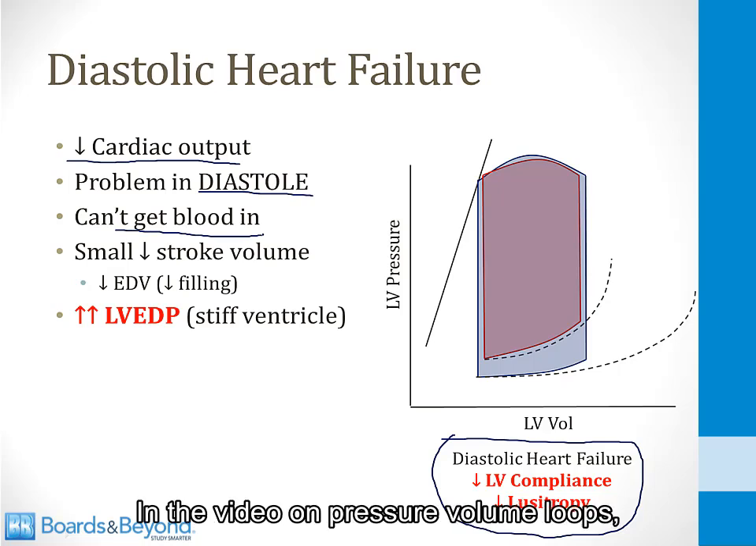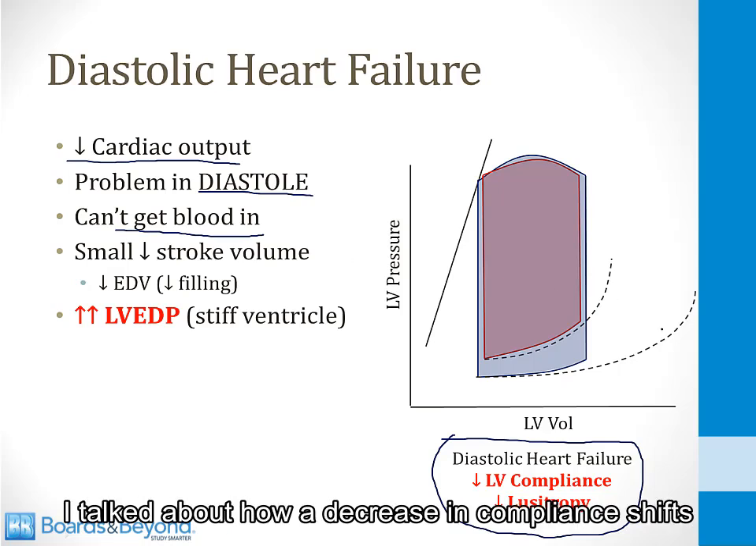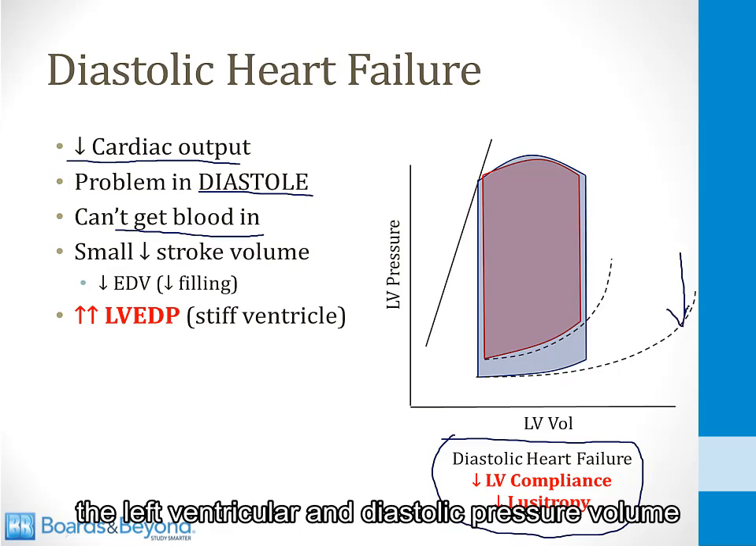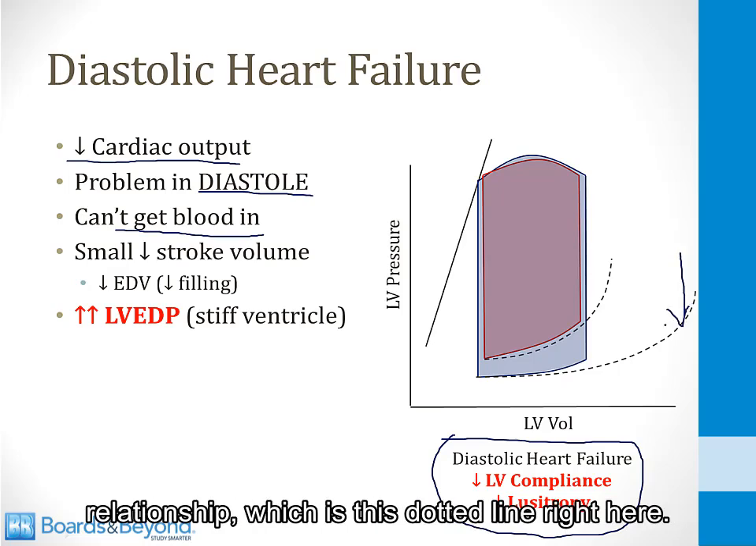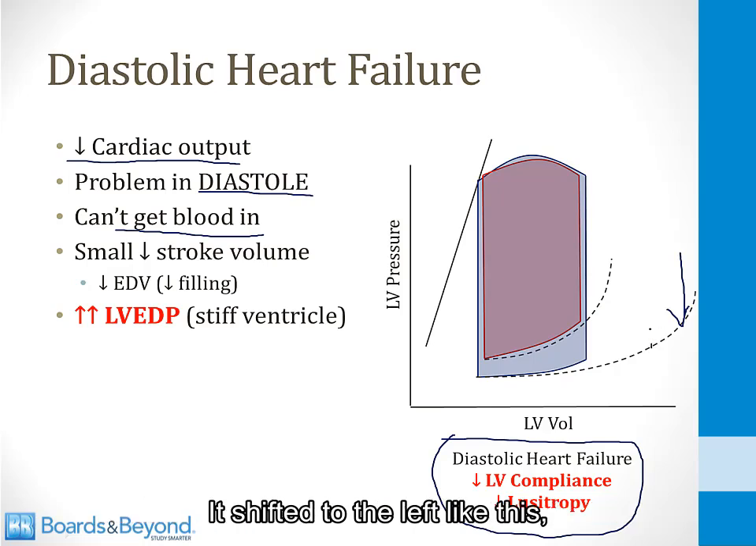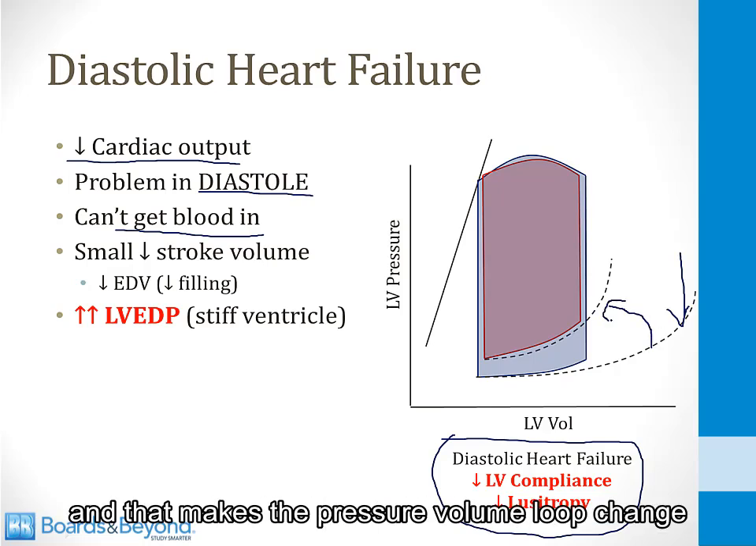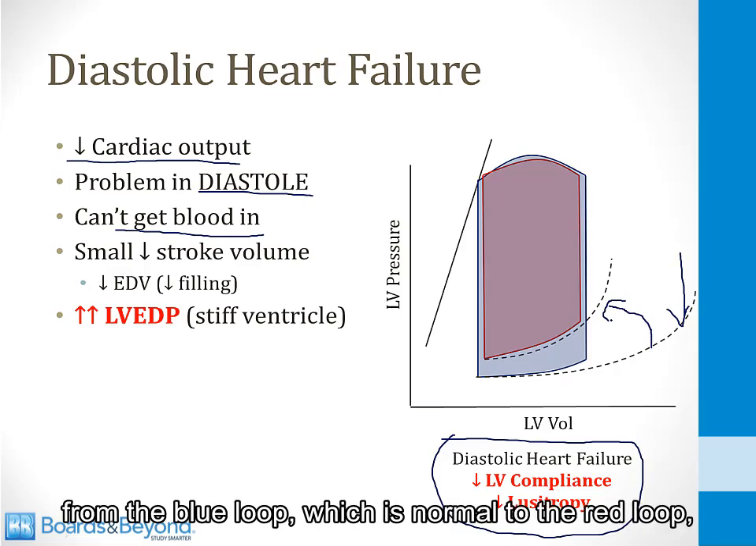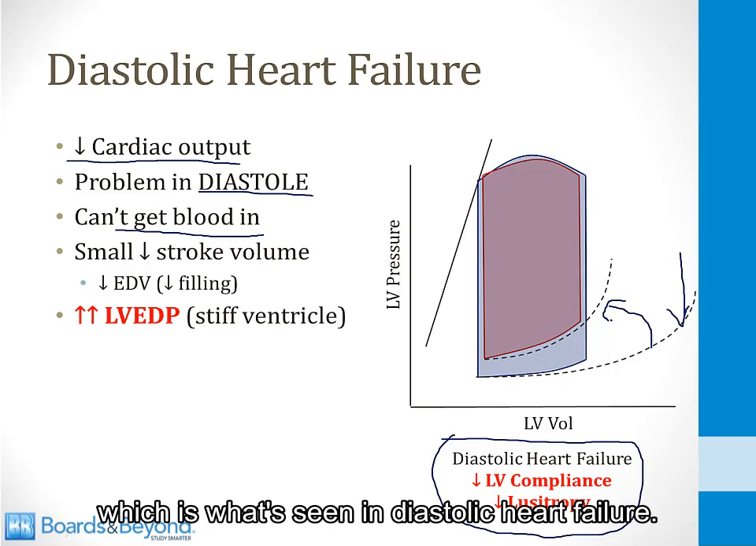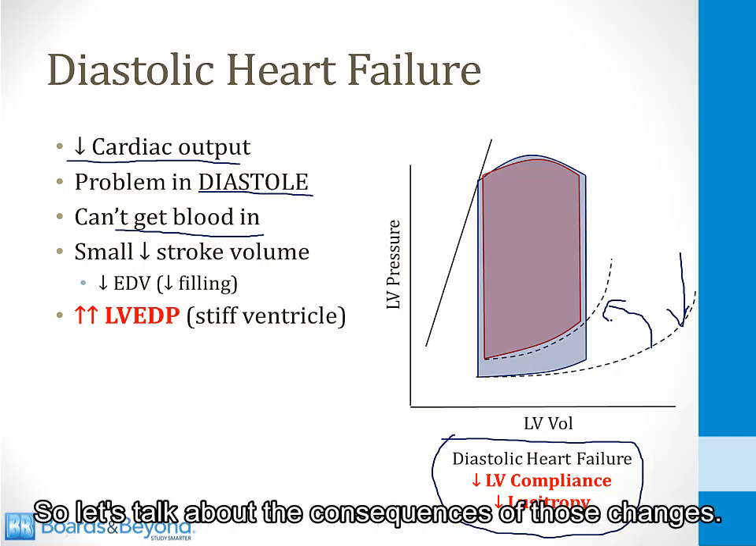In the video on pressure volume loops, I talked about how a decrease in compliance shifts the left ventricular end diastolic pressure volume relationship, which is this dotted line right here. It shifts it to the left like this, and that makes the pressure volume loop change from the blue loop, which is normal, to the red loop, which is what's seen in diastolic heart failure. So let's talk about the consequences of those changes.